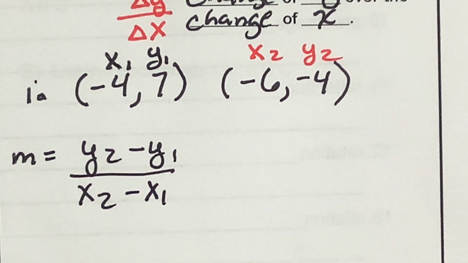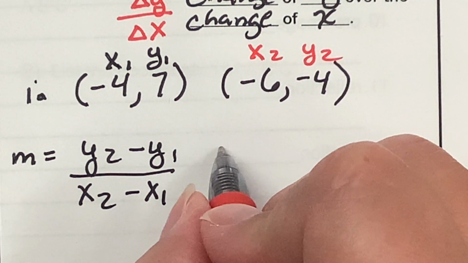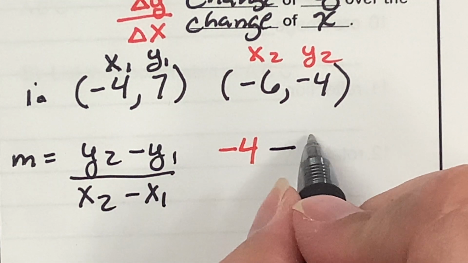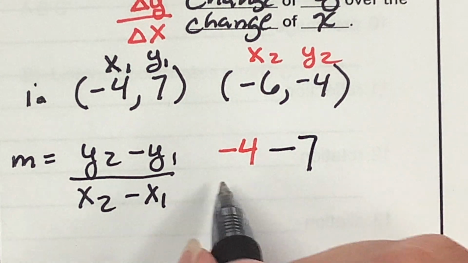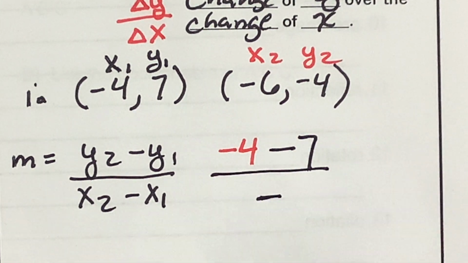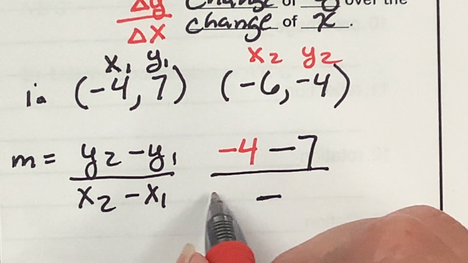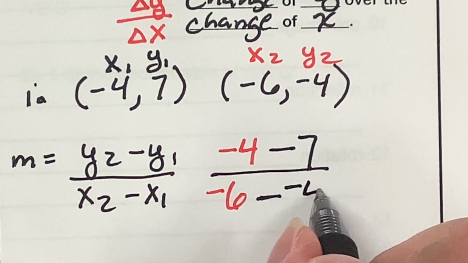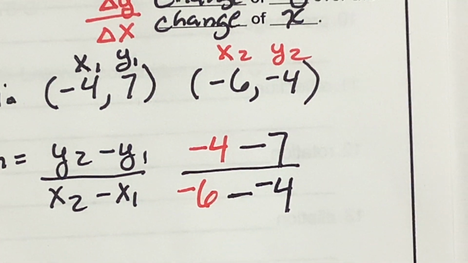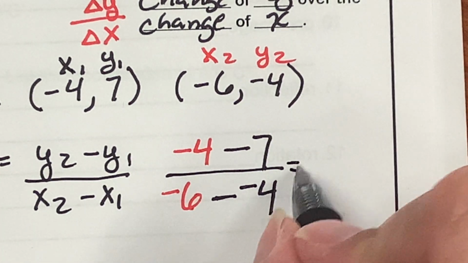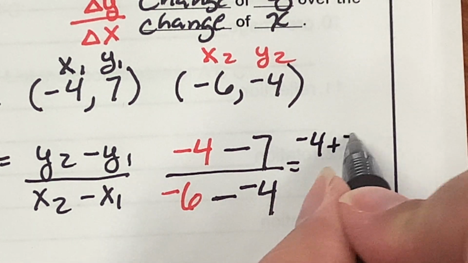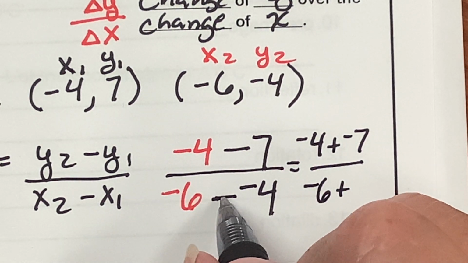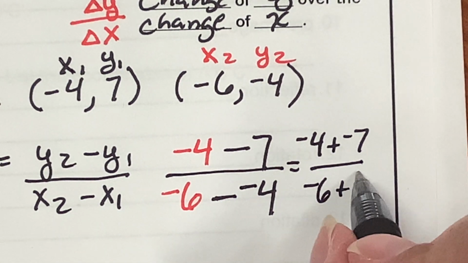So let's put in some numbers. y2 is -4 minus y1, which is 7, over x2, which is -6, minus -4. And I'm going to do both of these using a little keep, change, change, because I think it's easier for me. So -4 plus -7 over -6 plus, change minus to a plus, change -4 to +4.